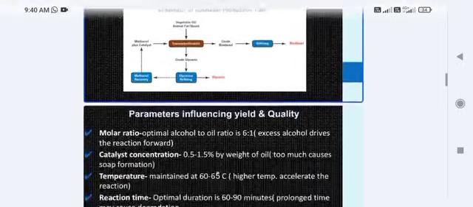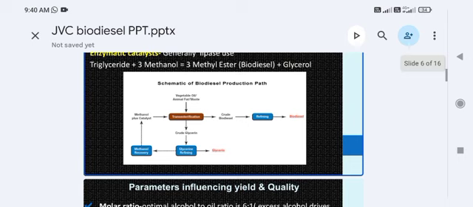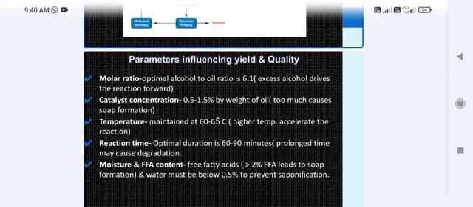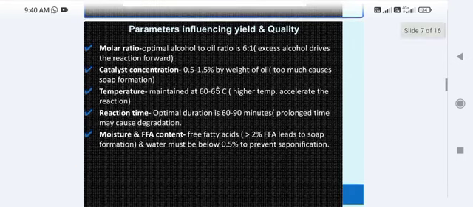After refining, the quality of the obtained biodiesel depends on several parameters. First, molar ratio, that is, in which ratio you use oil as well as alcohol. Second, catalyst concentration. Generally 0.5 to 1.5% by weight of oil catalyst is used so that we prevent too much soap formation. If we use a higher concentration of catalyst, then soap may form, which is not our purpose in this process. Another one is temperature.